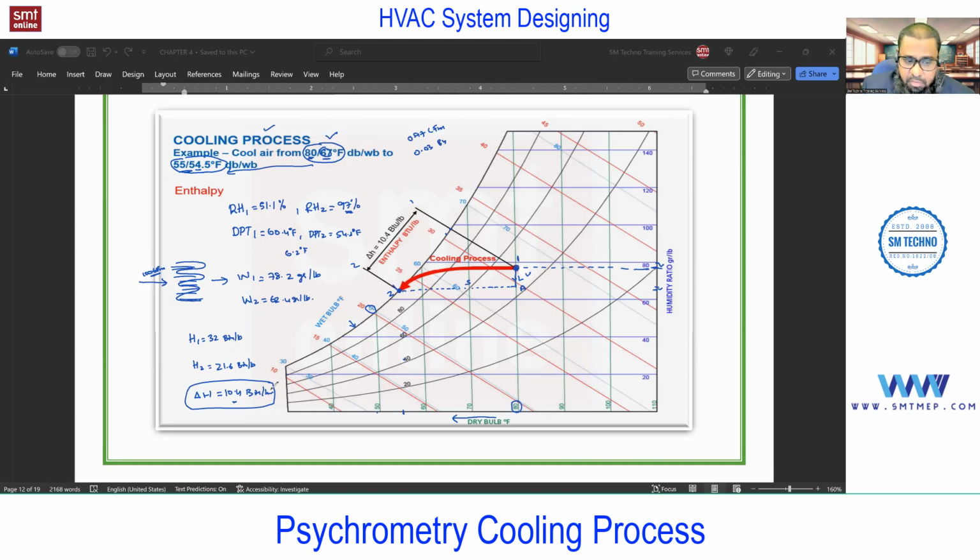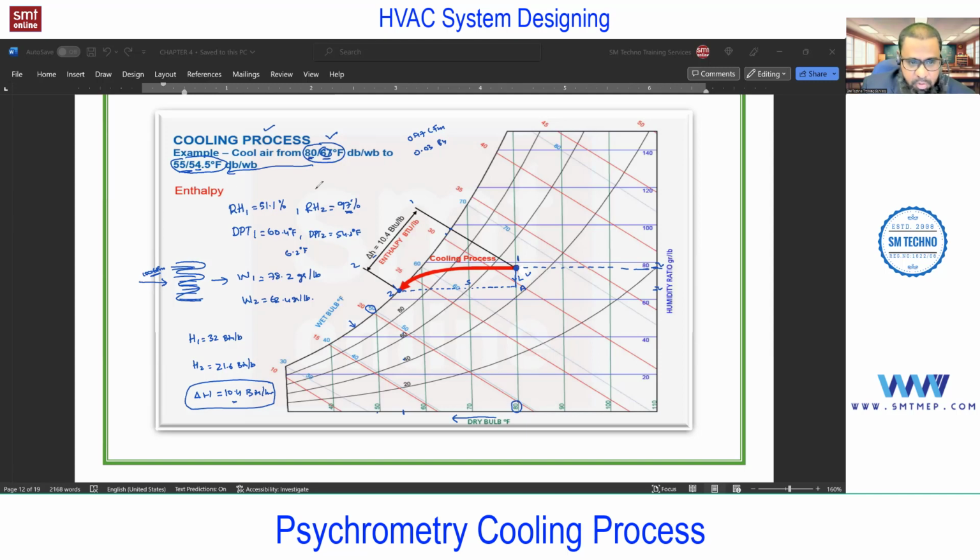Okay. And this is what? This is not just sensible. This is sensible plus latent. This enthalpy is the summation of the dry air and the moisture. In the previous case, that was only sensible because that is heating in a straight line. But in this case, it is going down, so it's sensible plus latent. Latent, no doubt, is very small compared to sensible, but it's both. So 10.4 BTU per pound, if you extract, one can achieve this condition.